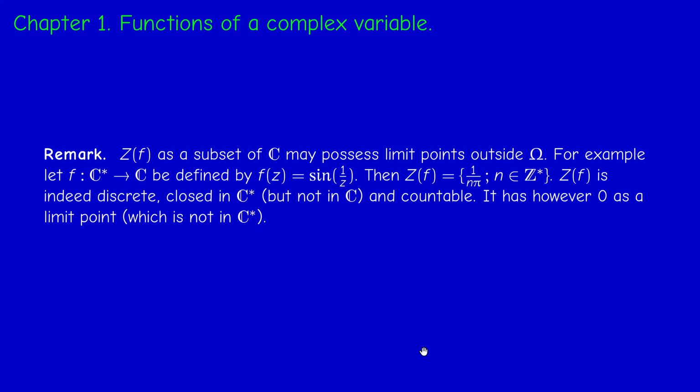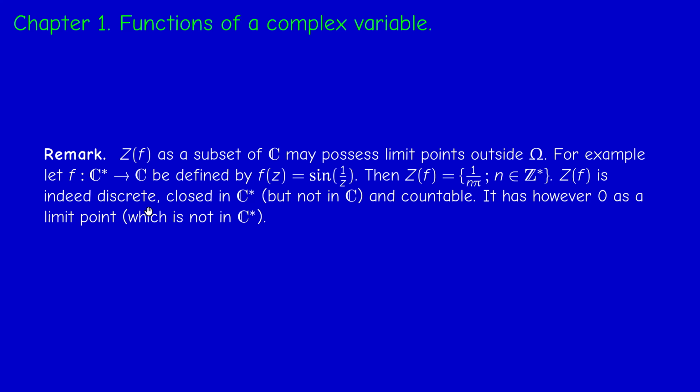Then f is analytic on C star because it's a composition of analytic functions. Actually, we can prove that directly, but you accept that f is holomorphic. Now, where does f vanish? f vanishes when sine vanishes. Now, sine vanishes when 1 over z equals n pi, right? So the set where f vanishes is the set of all 1 over n pi, for any nonzero integer n. So it's a countable set, of course.